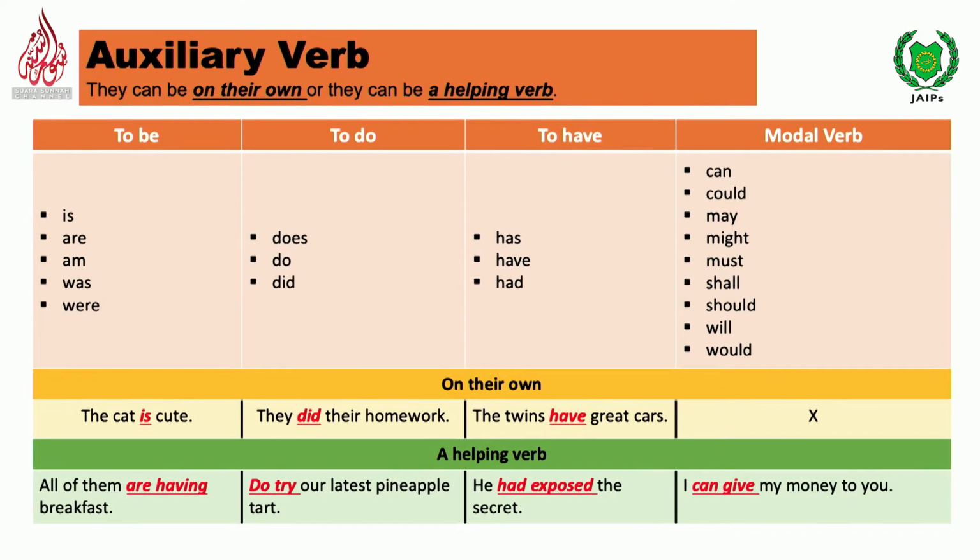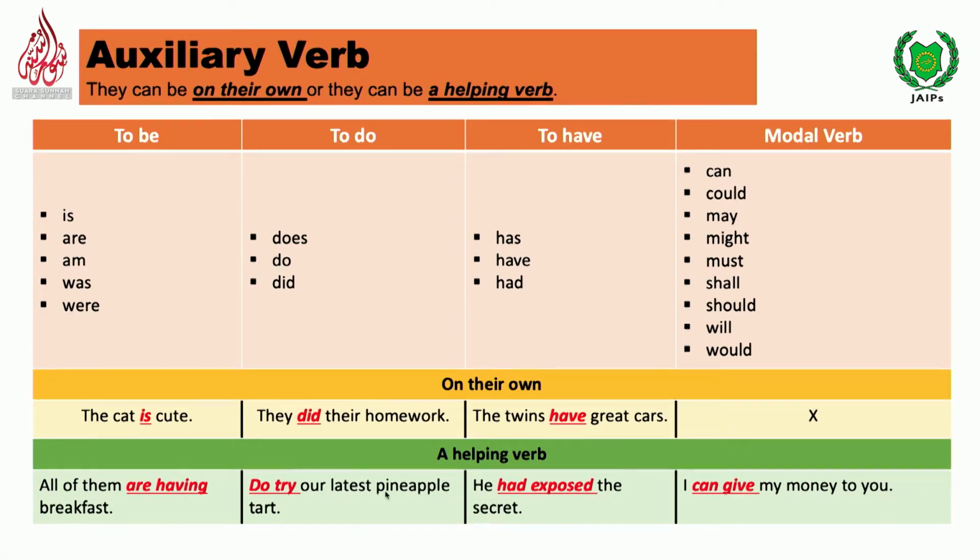Actually, you can drop the helping verbs, but you cannot drop the main verbs. Why? Let us see. When you drop the helping verb, the sentence can still make sense. For example, all of them, we are going to drop the helping verb. All of them having breakfast. Can you still understand it? Yes, you do. They are having breakfast. You still get the idea.